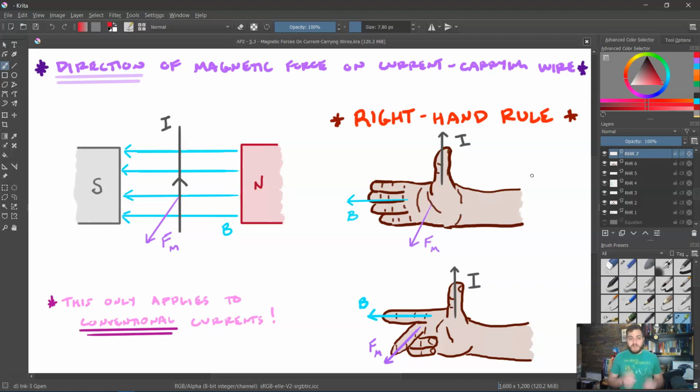So whatever direction the current is saying, that's the direction your thumb goes. We don't need to overcomplicate this. It's going to go from positive to negative. In the circuit, it's going to be the flow of positive charge. So let's look at an example.